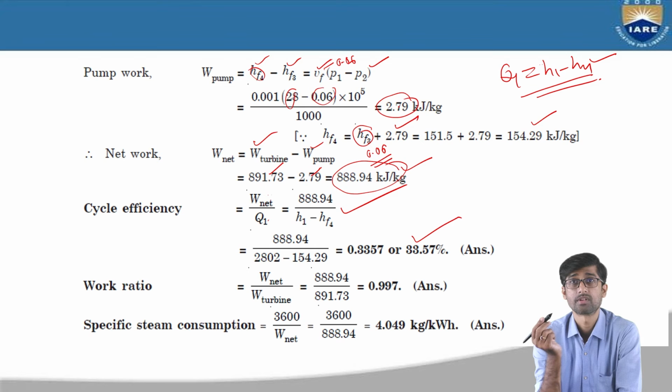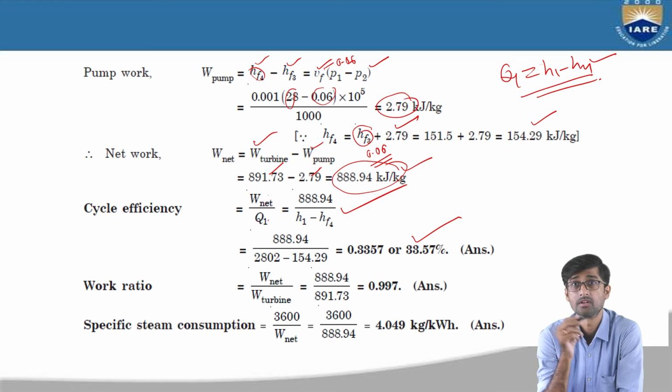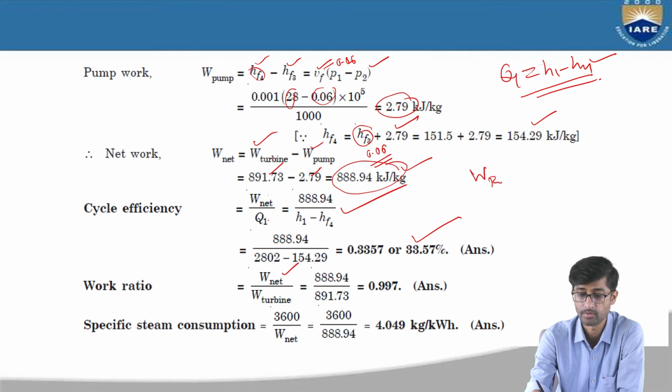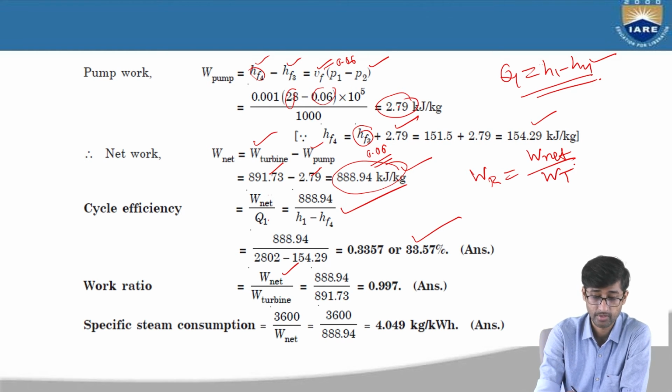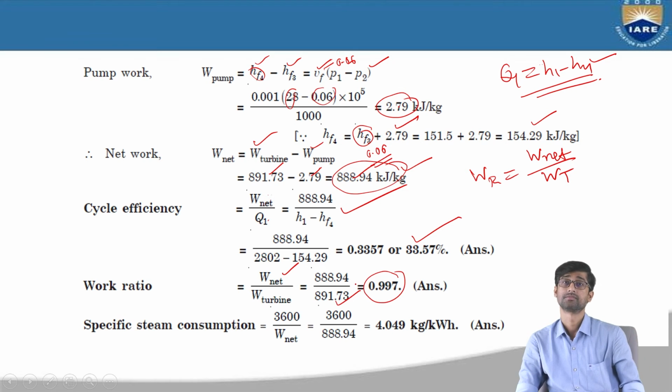Next question is to calculate the work ratio. How to calculate the work ratio? The work ratio is nothing but the ratio of net work done to turbine work. The work ratio WR equals net work done divided by the turbine work. Right? So net work done already we have calculated. This one is net work done, and this is the turbine work. You should find out the value of work ratio. Since this is a ratio, there are no units for this.